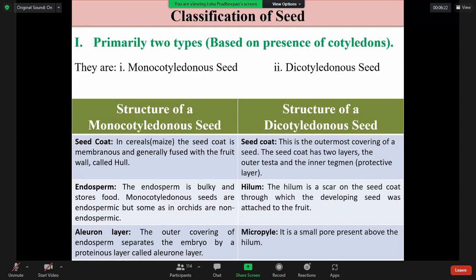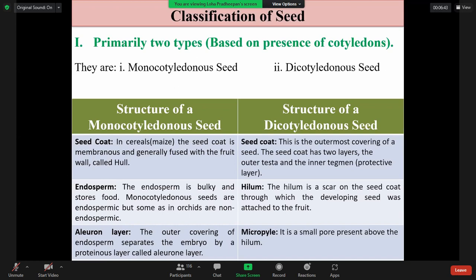Primarily, we can classify the seeds into two types: monocotyledon seeds and dicotyledon seeds, based on the number of cotyledons present. We can classify the seeds into monocot seed and dicot seed.